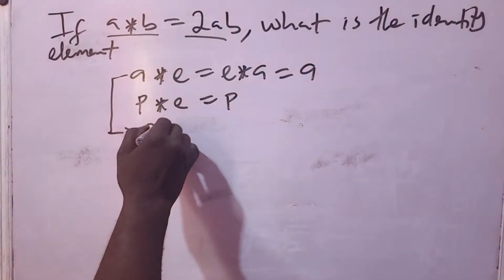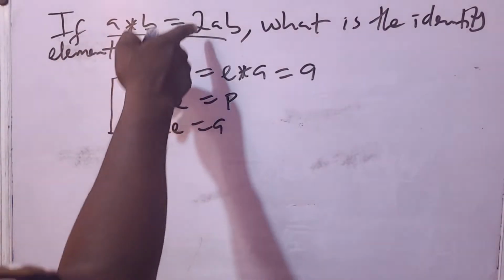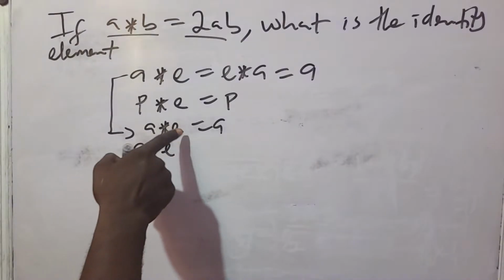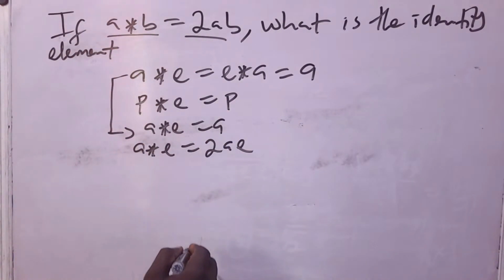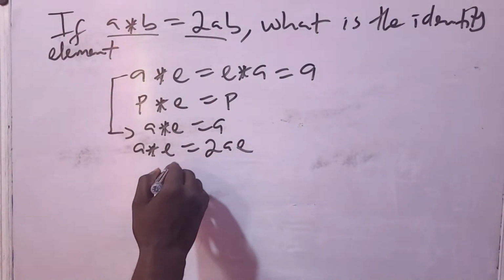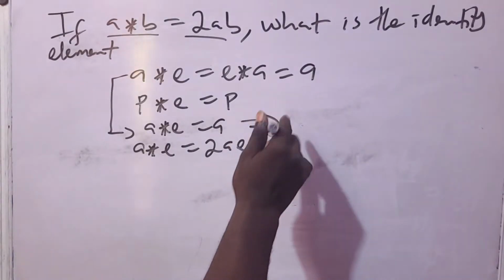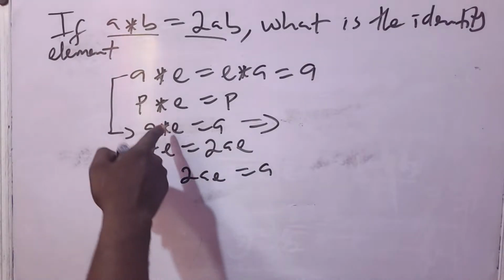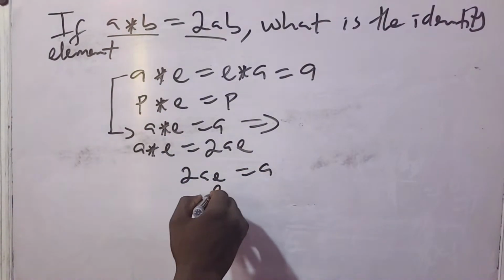This will be A star E. So what is A star E being equal to? A. Using this expression, A star E, first, second, will be equal to 2AE. Alright? So for this expression we have here, we know that 2AE is then equal to A, because this is A star E. So 2AE being equal to A, we are interested in finding E, the identity element.